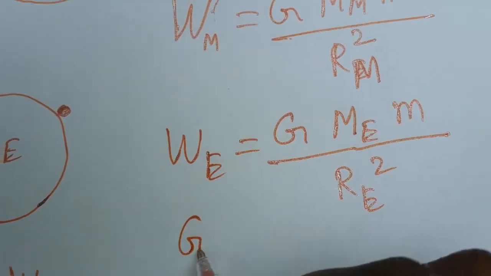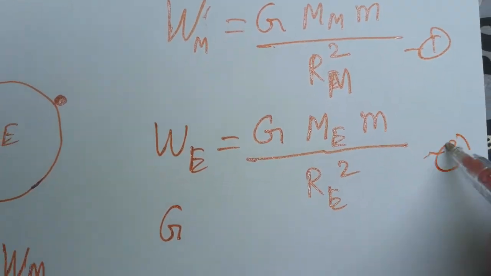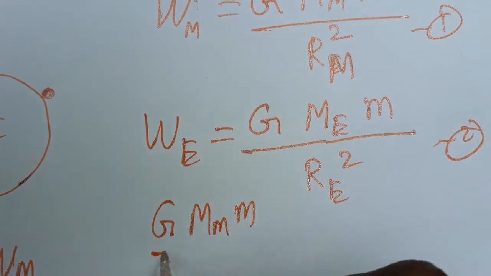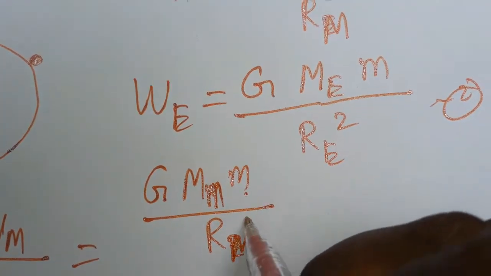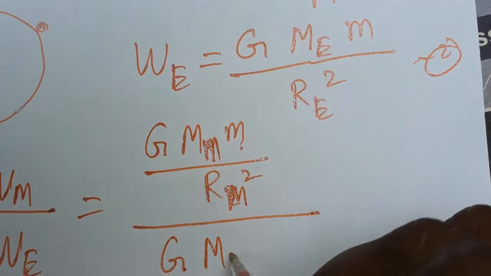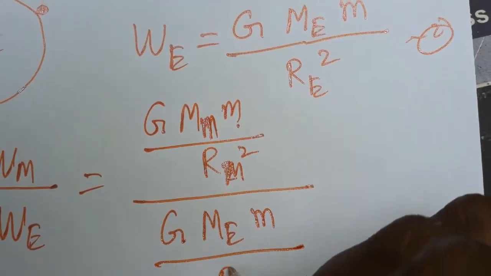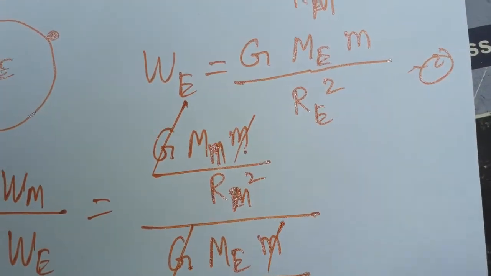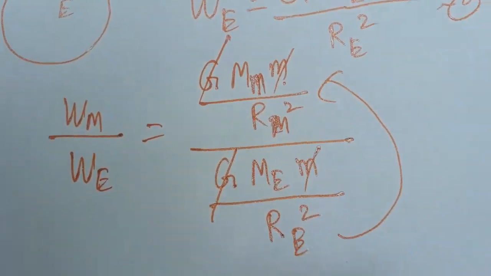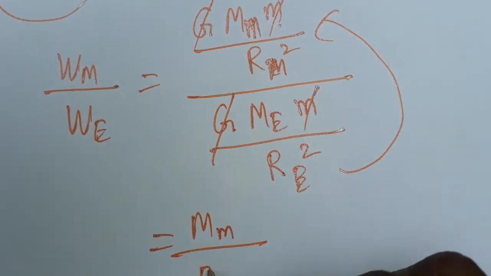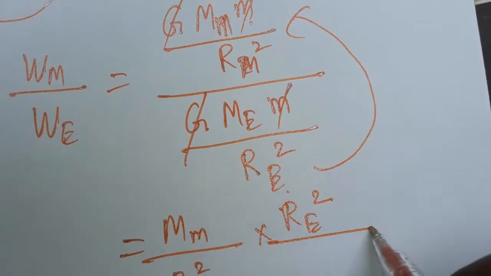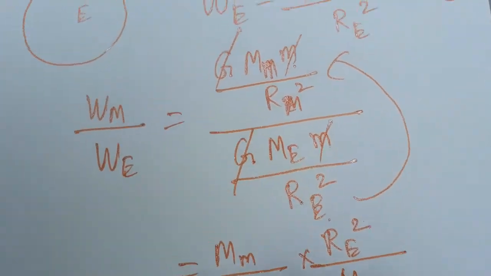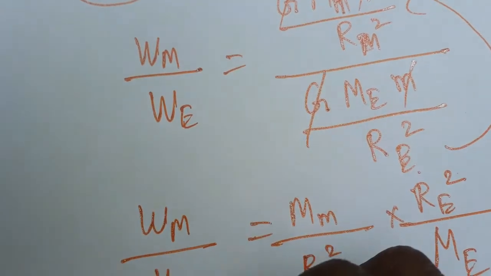Taking equation 1 divided by equation 2: G times small m times the mass of the moon, divided by the radius of the moon square, divided by G times the mass of the earth times the mass of the person, divided by the radius of the earth square. G gets cancelled and the person's mass is constant. Bringing the denominator to the numerator, the mass of the moon divided by the radius of the moon square, into the radius of the earth square in the numerator and the mass of the earth in the denominator. This is the weight of the moon divided by the weight of the earth.